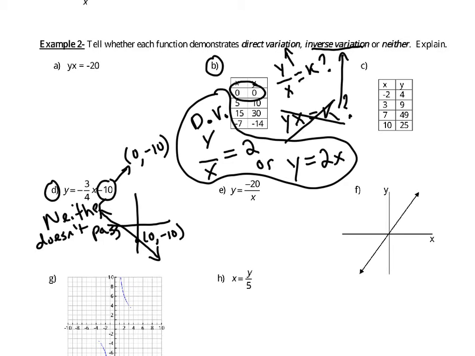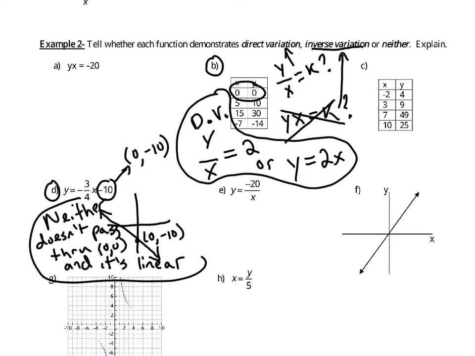And second of all, the reason why it's not inverse variation is because it's linear. Remember, if it's inverse variation, the graph would have to be non-linear. So when you say neither, please give a reason why it's neither direct variation nor inverse variation. So this would be my reasoning for letter D being neither.